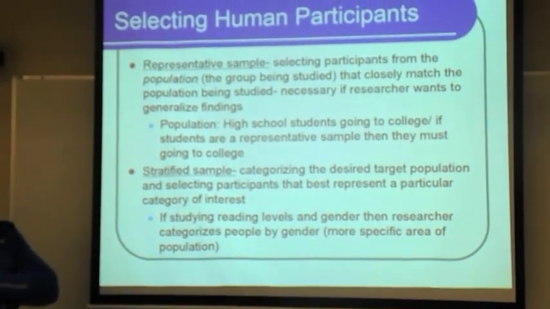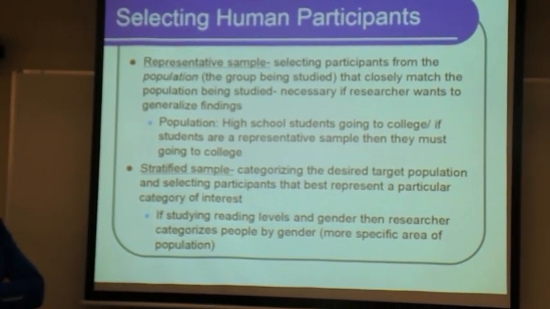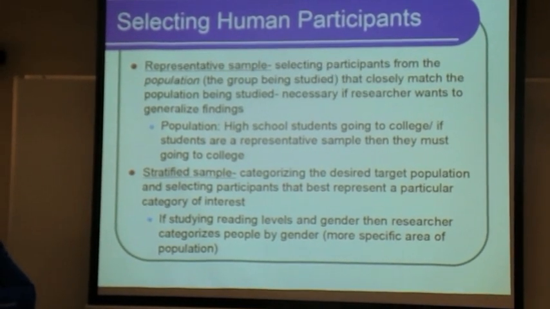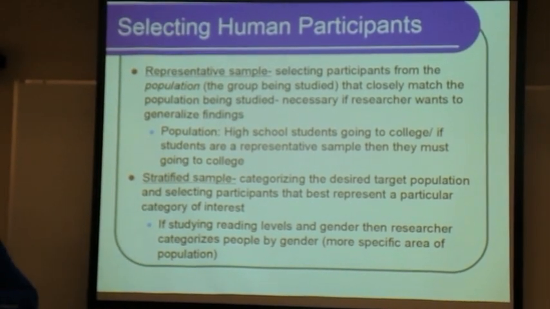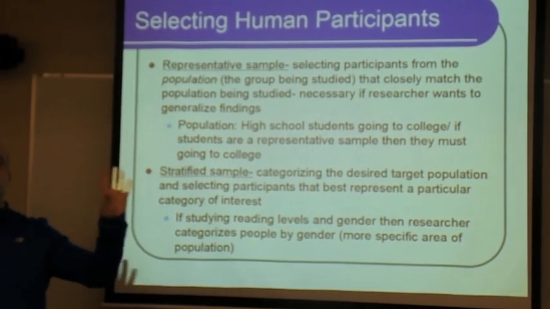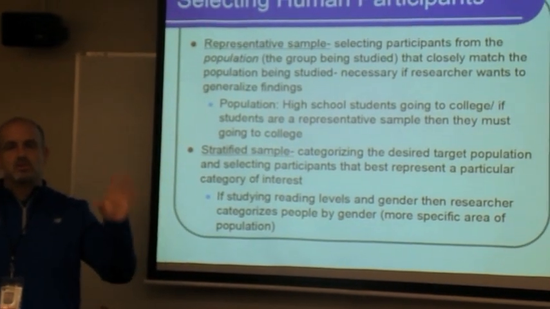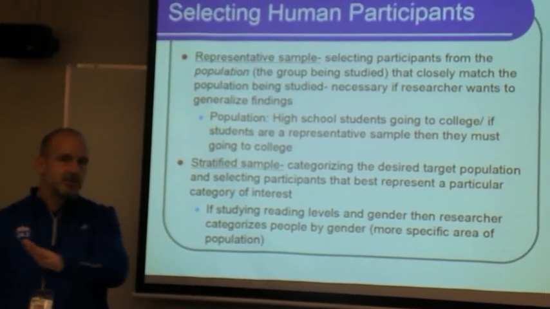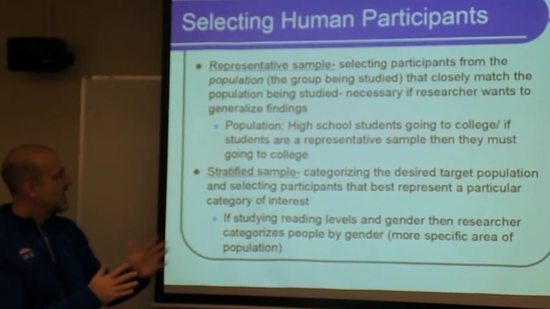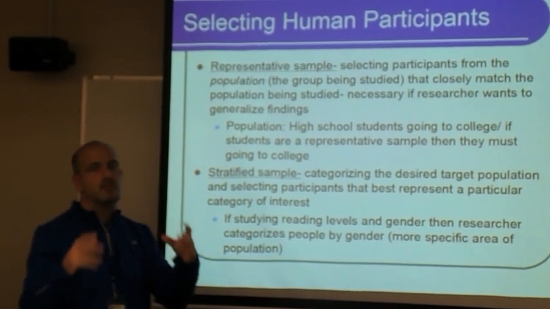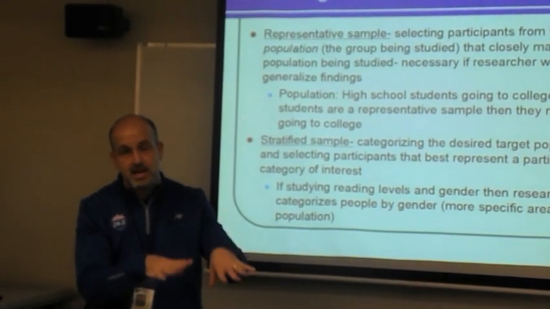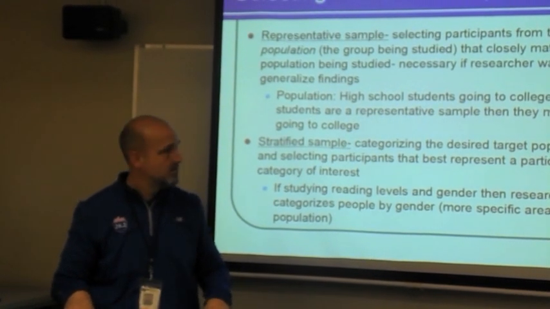Now, you've got to select human participants, and this is where some biases occur. First of all, a representative sample is selecting participants from the population. Now, the population is the group being studied. So let's say we want to know the effects of lecturing on high school kids. High school kids is your population. So you're not going to have college kids, you're not going to have elementary kids, you're going to have high school kids. Population is who you're interested in. Now, if it's a representative sample, then everybody sitting in front of you in this study are high school kids. That means they represent the sample from the population that you're interested in.